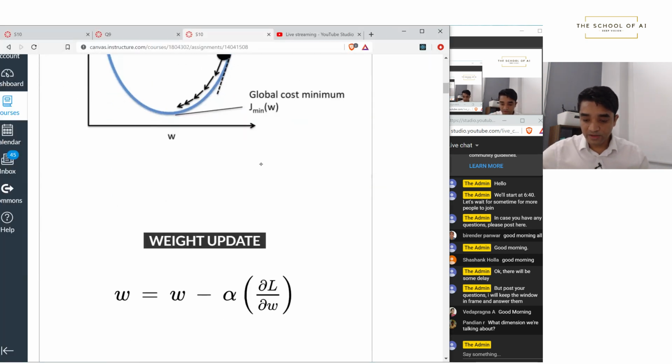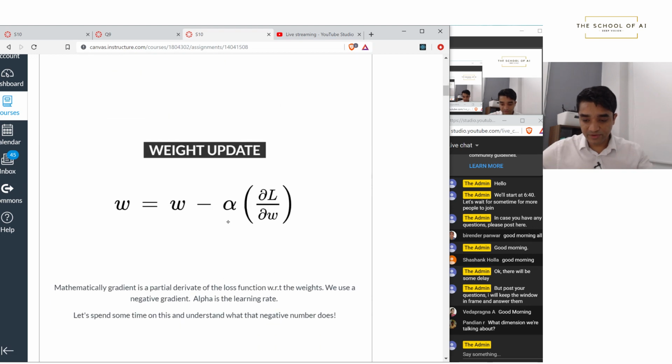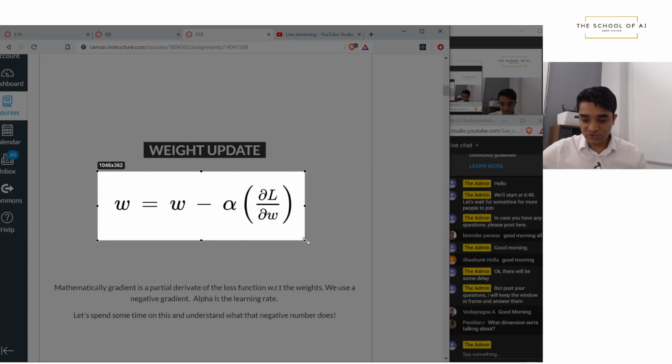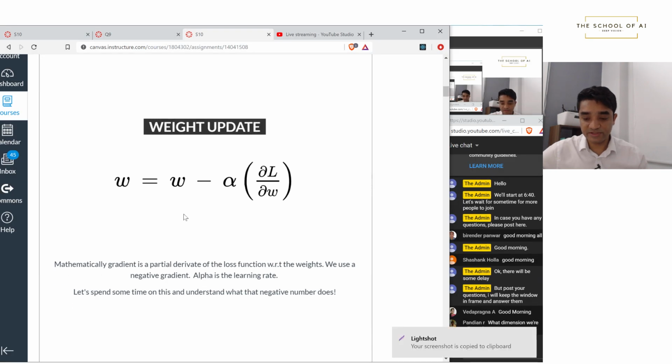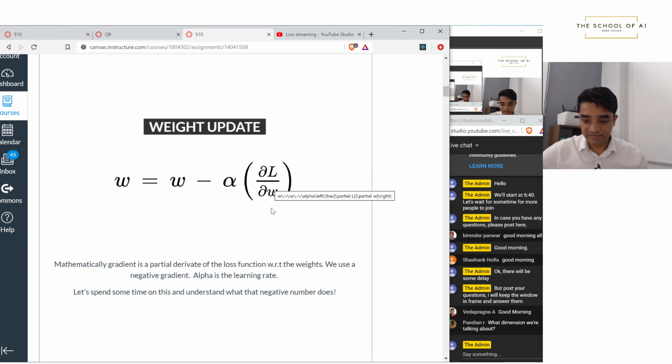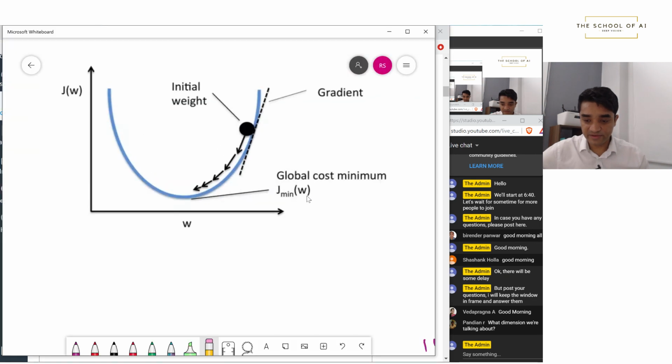Okay. Now the weight update. This is a very, very important equation because it has so many things inside that it's wonderful how people actually came up with this equation. Now the mathematical gradient is a partial derivative. You can see that we have this partial derivative of the loss function with respect to the weight, and that's the weight we have. We use a negative gradient. This is the negative part where we convert our gradients to negative, and alpha is the learning rate. This is the alpha which we know about. Let's spend some time on this and understand how things are working.